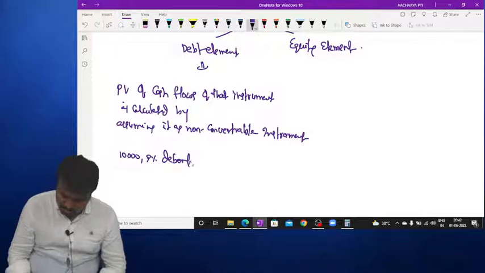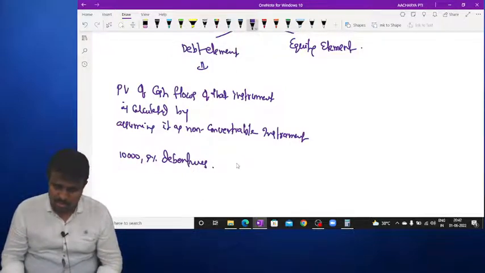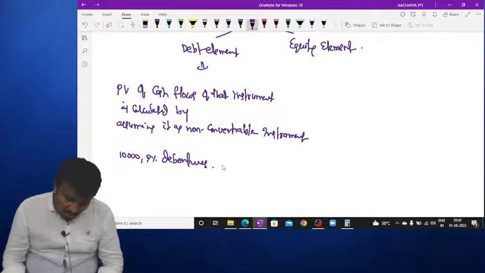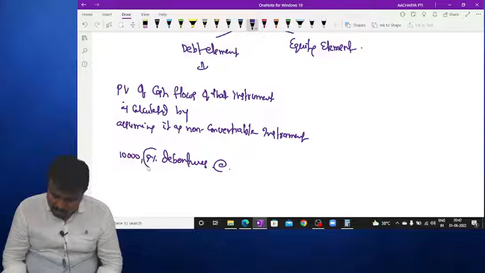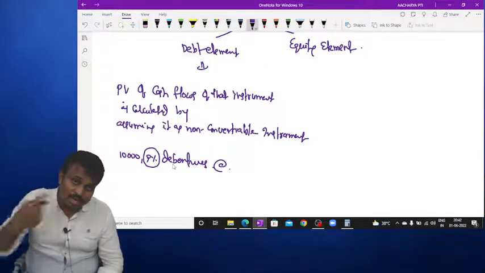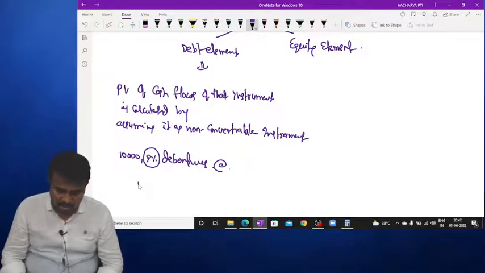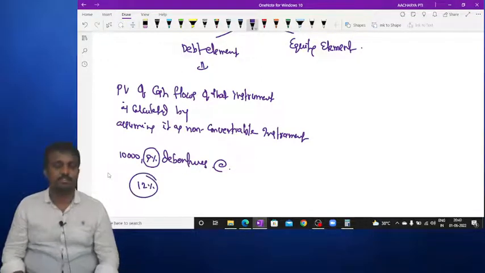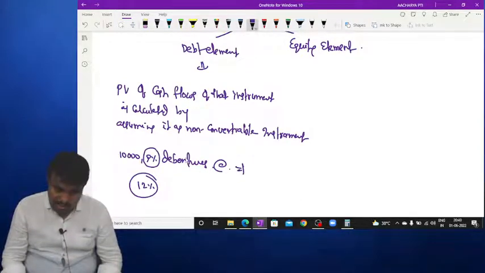9% debentures are issued by the company. Here, if the debentures are converted into equity shares, then the coupon rate is 9%. If the debentures are not converted into equity shares, then the market rate of interest is 12%. In that case, this is what a convertible debenture is.